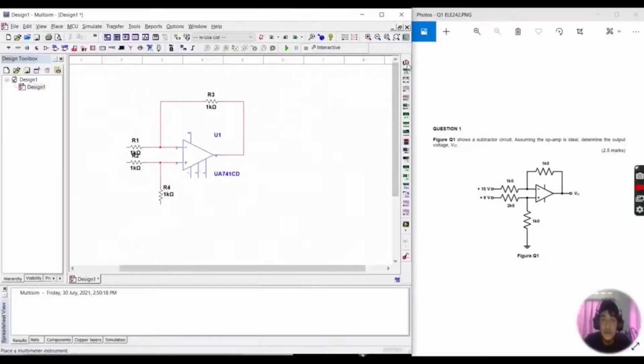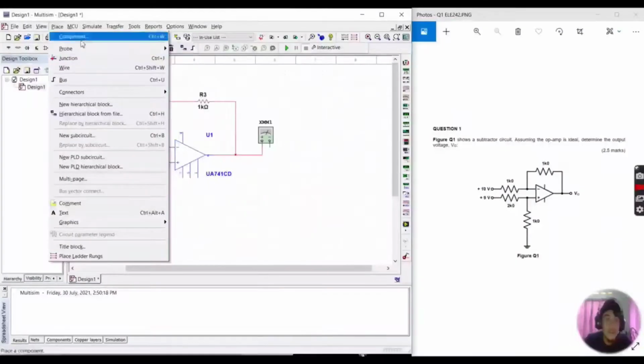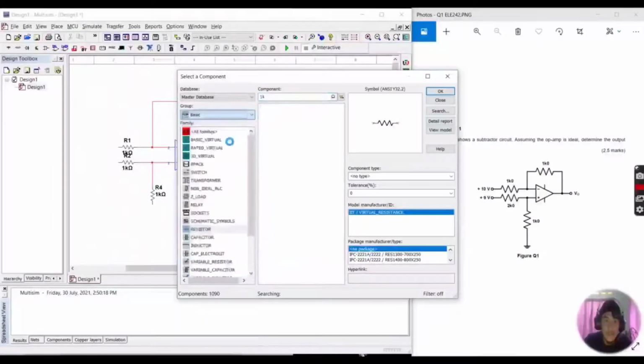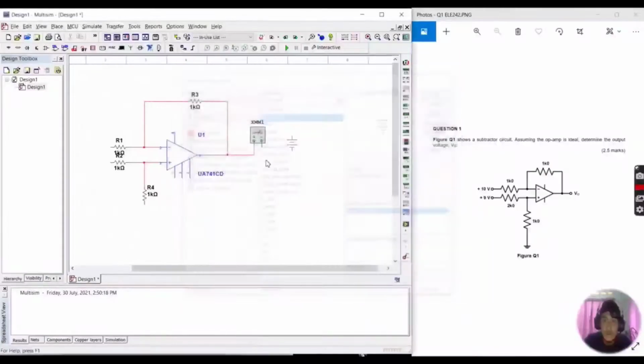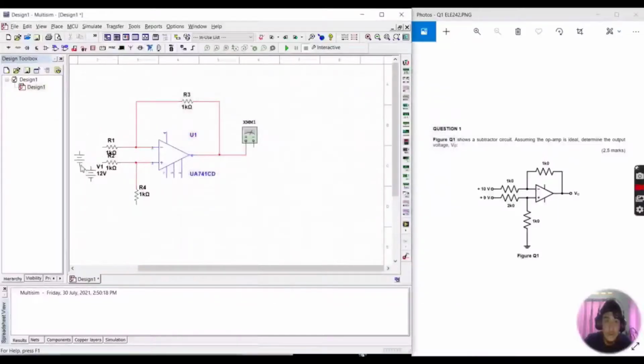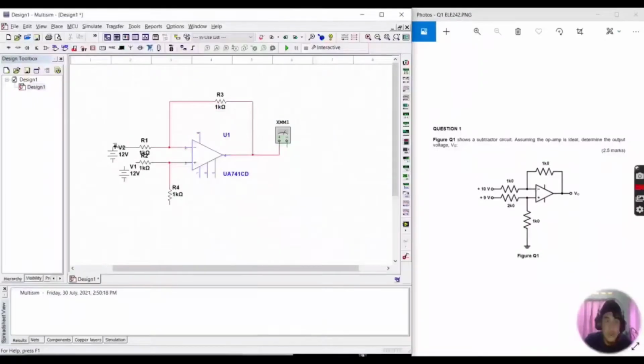Then for the V out we will put the multimeter to get the measurement. Okay, and then we need to take the DC voltage under sources. Where is power source? DC power. Okay, sorry, DC power. Okay, 1. We need 2 DC power, and 2. Okay, after that we do the connection.